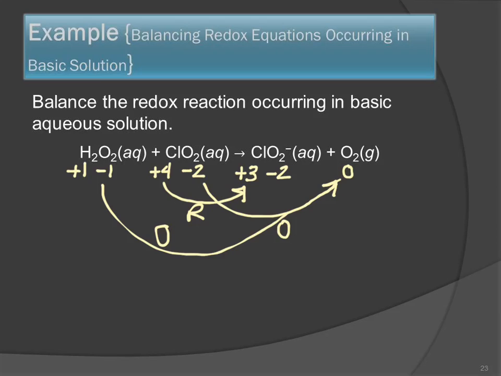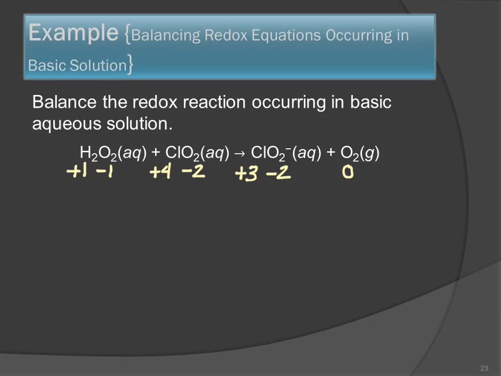Oh, this is going to be messy. No, I'll just do it this way. So we're going to write our 2 half reactions. Got ClO2 going to ClO2 minus.